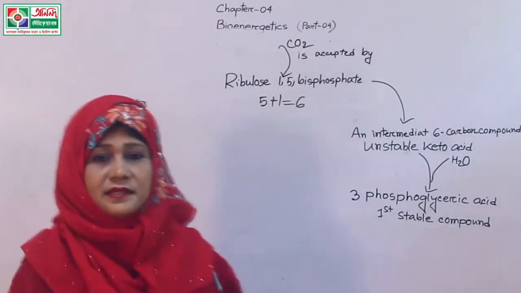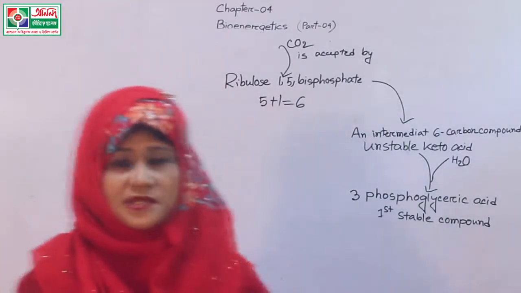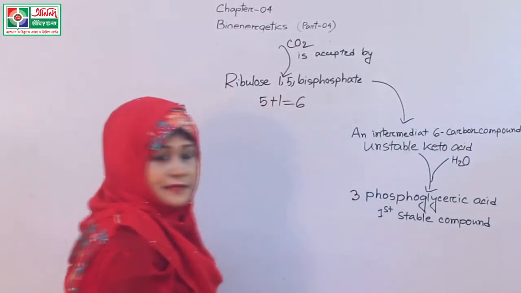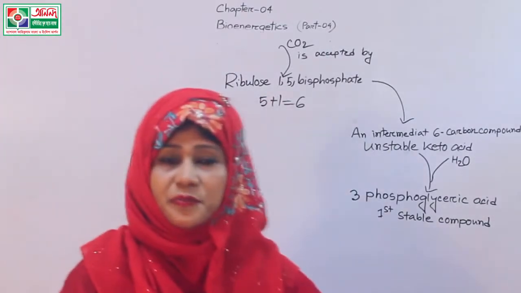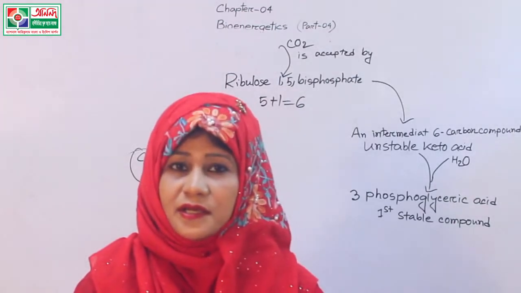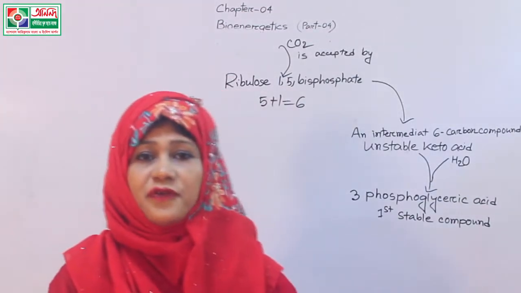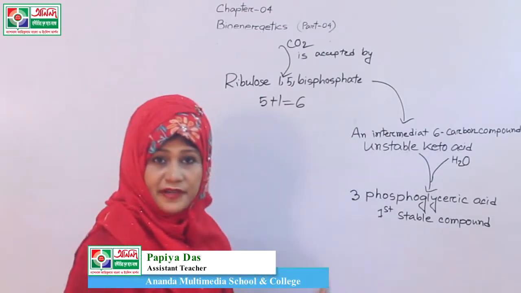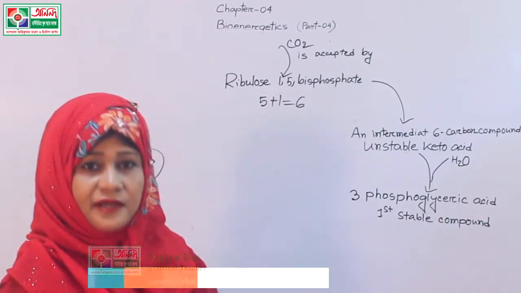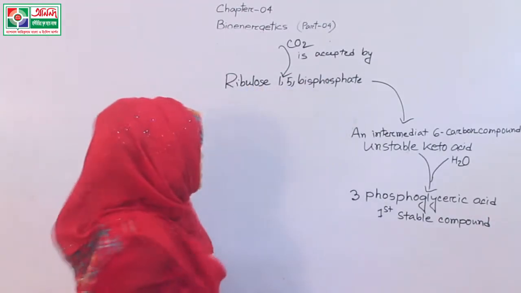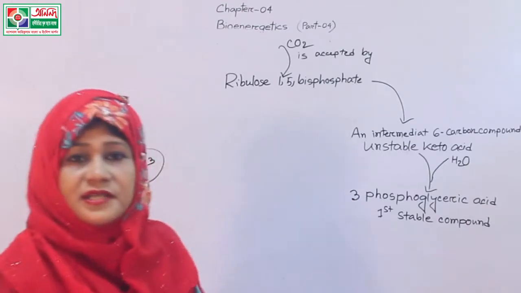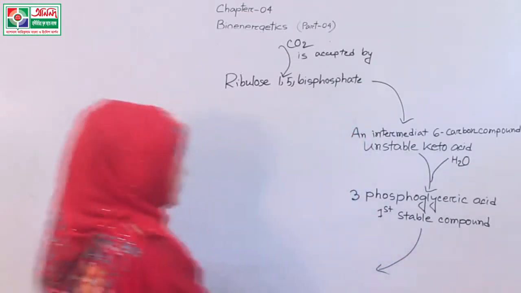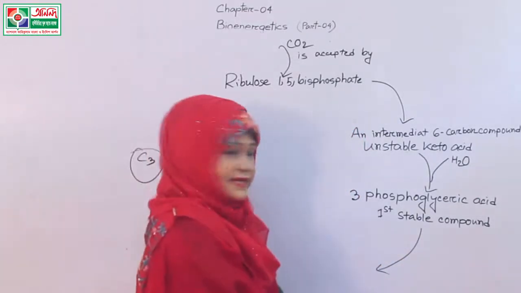Students, in this representation, in this chemical reaction, lots of enzymes are associated. I am not mentioning these names. Why? Because it will become very difficult for you for SSC level. In HS, you can learn these names. If I write this, it will become very difficult. You just memorize the products, not the enzymes. That will be easier. First stable compound, 3-phosphoglyceric acid.